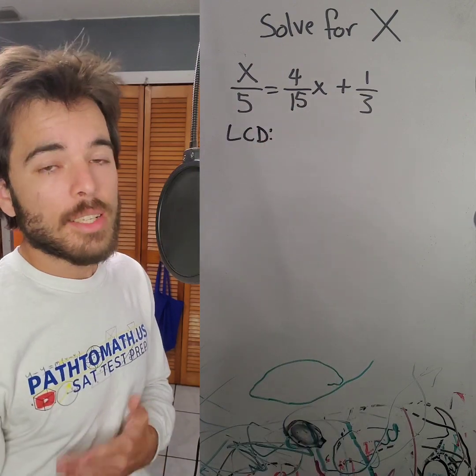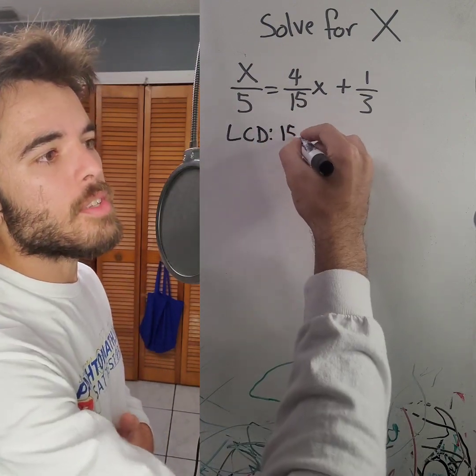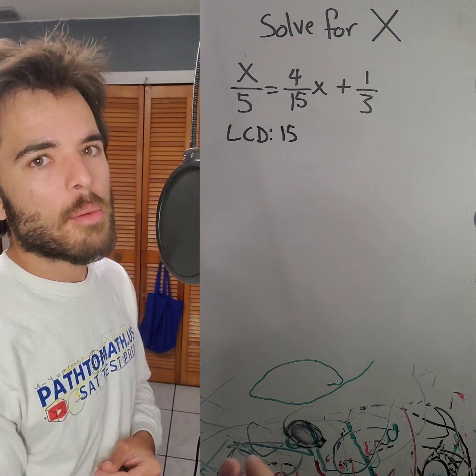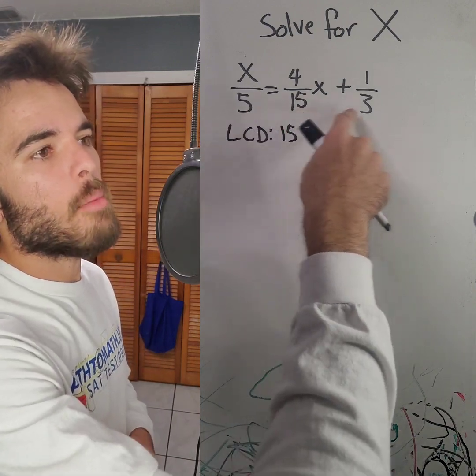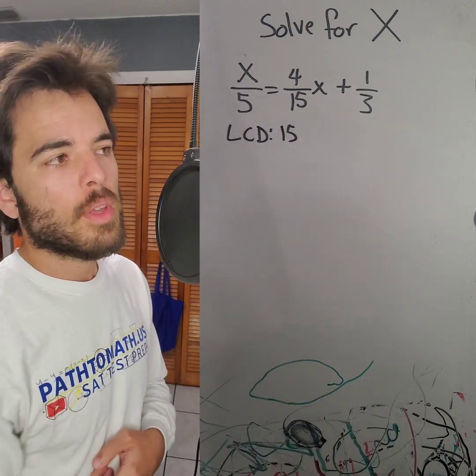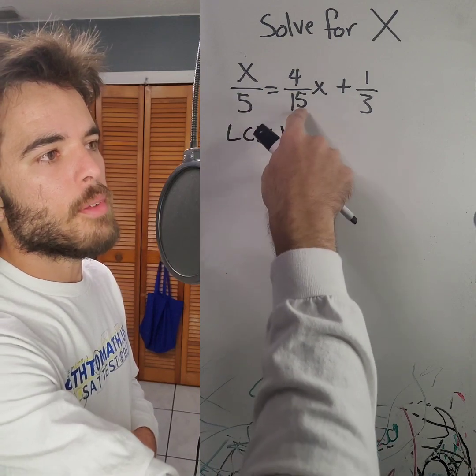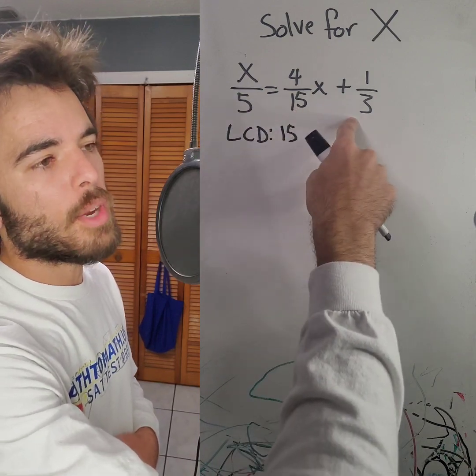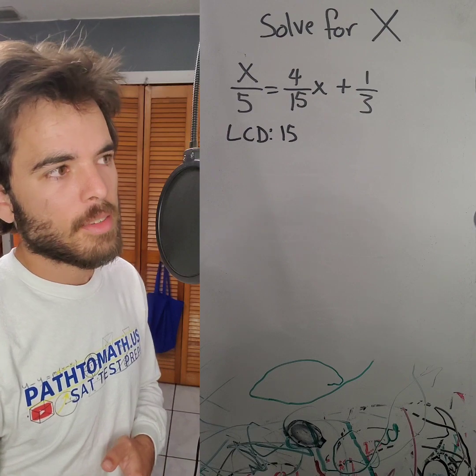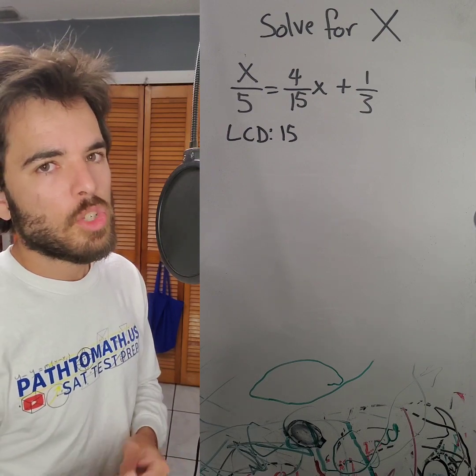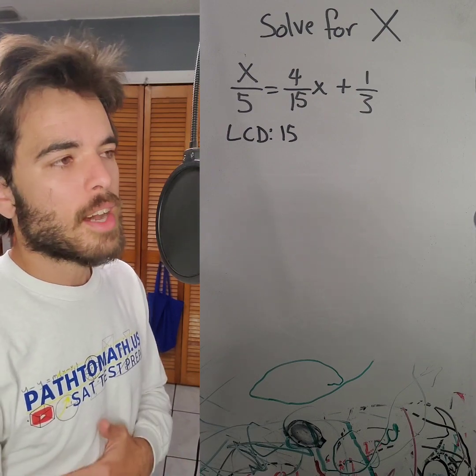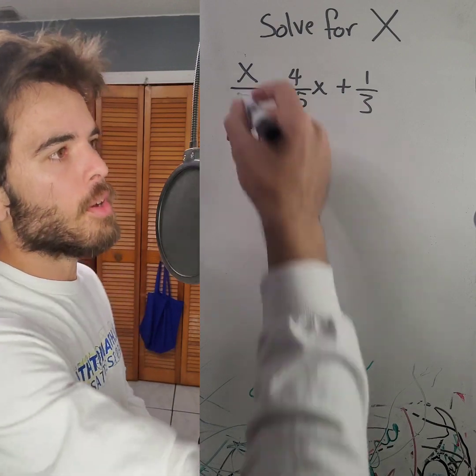In this case, the LCD is 15. The LCD stands for least common denominator, and that's going to be the number that every single denominator can go into. So 5 goes into 15, 15 goes into 15, and 3 goes into 15. That's my LCD. Once you know that, you can multiply the entire equation by that number. Let's check this out.